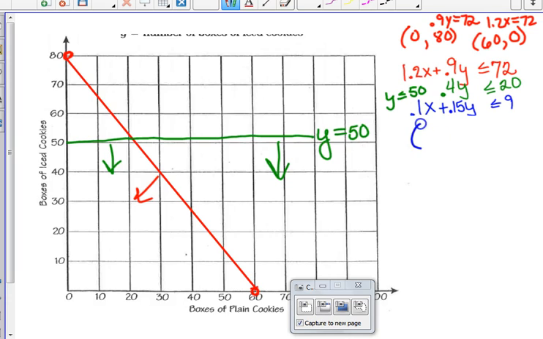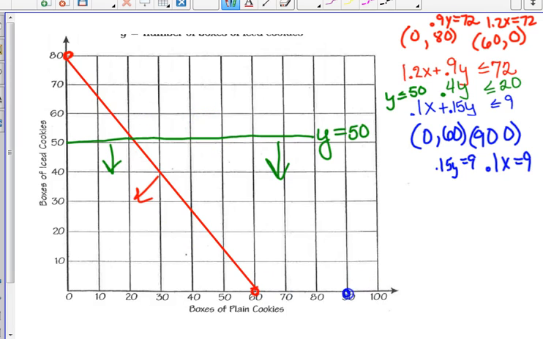All right, this one. If I put a 0 in for the x, I'd have 0.15y equals 9. If you divide, you get 60. It does come out 60 when you divide. The other one, if you put the 0 in for the y, you'll have 0.1x equals 9, which is 90. So we have 90, 0, and 0, 60.